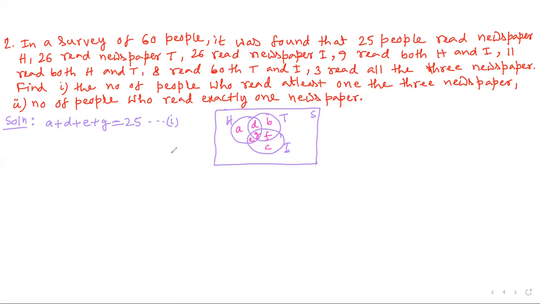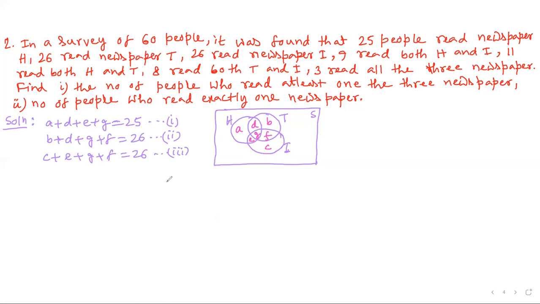Next condition, 26 read newspaper T. The T set contains B, D, F, G. So you can write B plus D plus G plus F is equal to 26. This is equation number 2. Now, third condition, 26 read newspaper I. The I set contains C plus E plus G plus F is equal to 26. This is equation number 3.